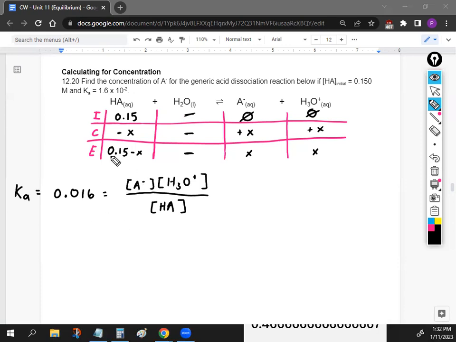This should be pretty familiar, what we've been doing. Now we're going to be plugging in what we have from the ICE table into this equation. If we take a look at the conjugate base, it's going to be X. Hydronium is also going to be X. And then down here, we're going to have 0.15 minus X.